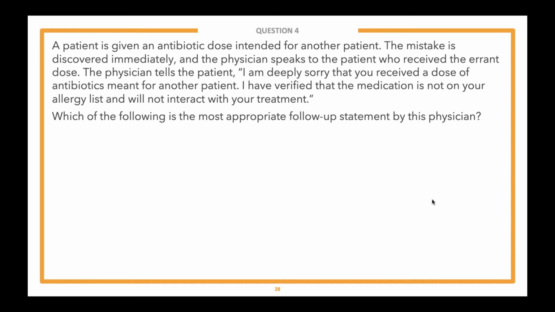All right, let's go ahead and move on to that vignette. A patient is given an antibiotic dose intended for another patient. The mistake is discovered immediately, and the physician speaks to the patient who received the errant dose. The physician tells the patient, "I am deeply sorry that you received a dose of antibiotics meant for another patient. I have verified that the medication is not on your allergy list and will not interact with your treatment. Which of the following is the most appropriate follow-up statement by this physician?"